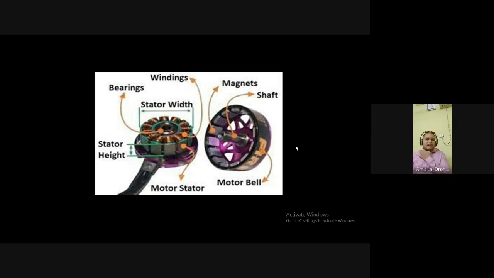So what the stator does is it has wire. There are three wires running in it. As I said, it is a three-phase induction motor, so it has three wires running into it. The three wires then produce magnetic fields simultaneously.